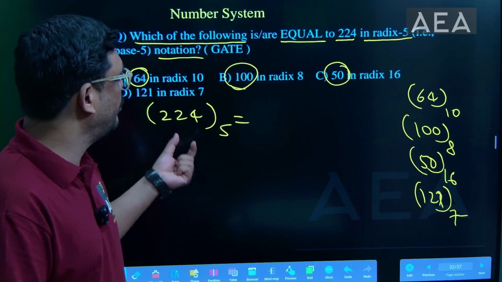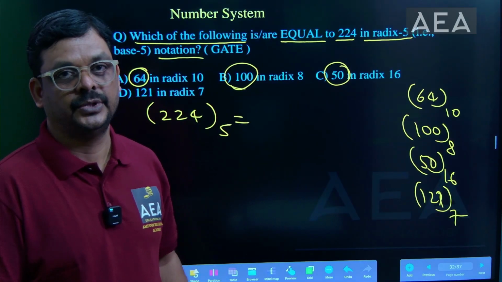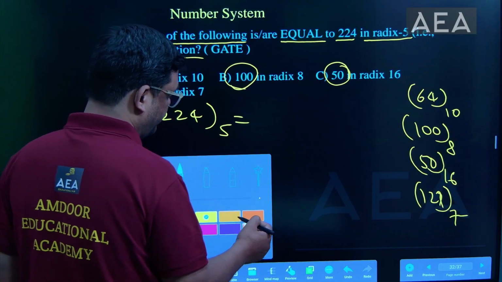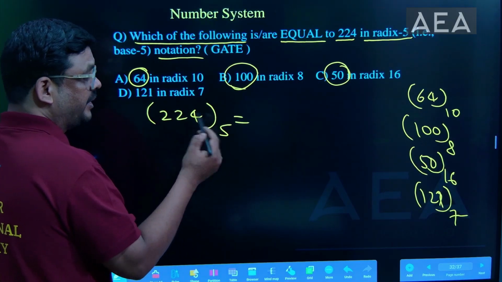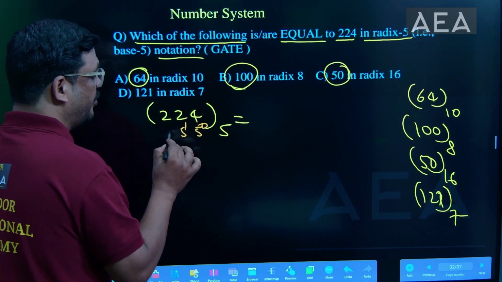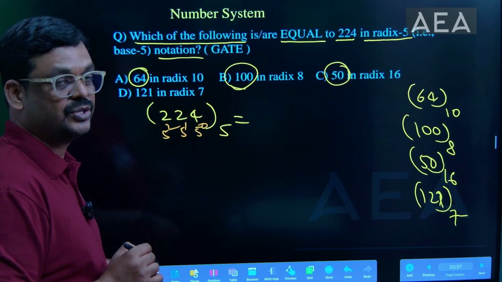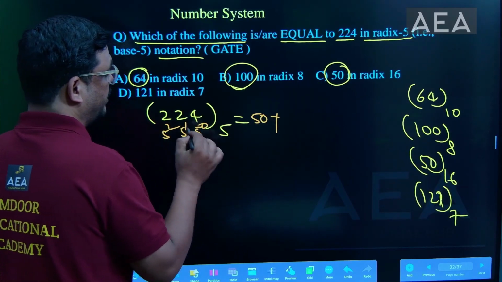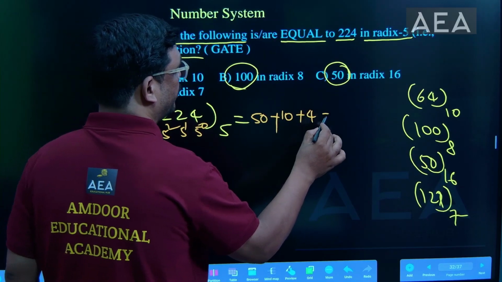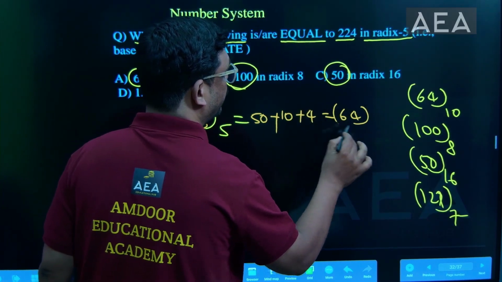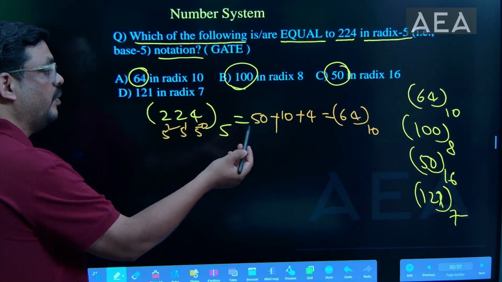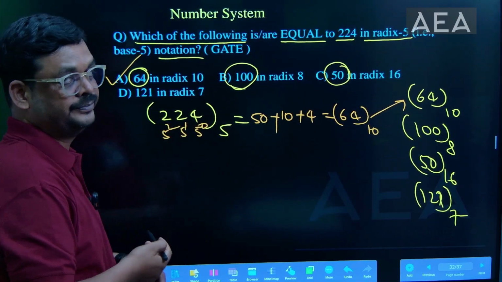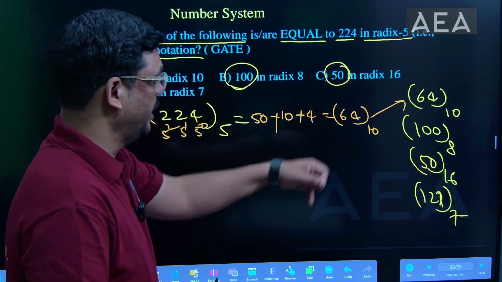For that purpose, I want to find the equivalent decimal numbers. Convert other number systems into decimal number system. To convert others to decimal, just multiply by the base powers: 5 power 0, 5 power 1, and 5 power 2. 5 square value is 25. 25 into 2 is 50, plus 5 into 2 is 10, plus 4. Then it becomes 64 base 10. So the equivalent decimal number is 64. So 64 is there, so we can select this one. Similarly, we have to check other options also. I'm taking 100.